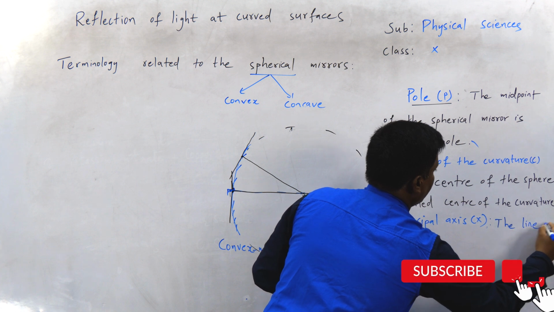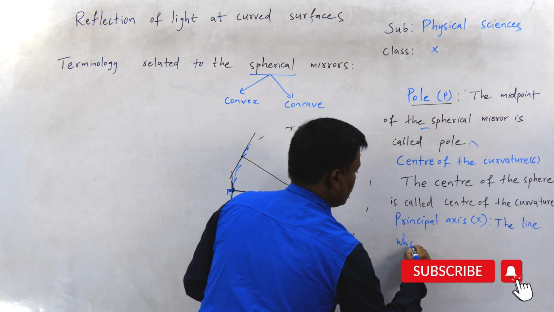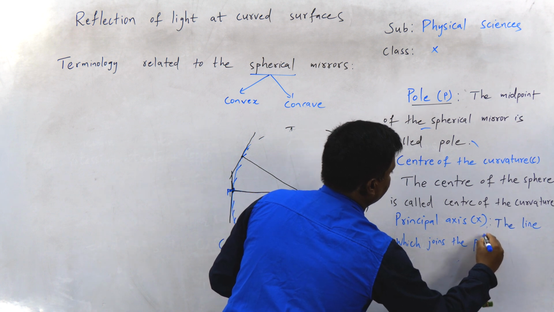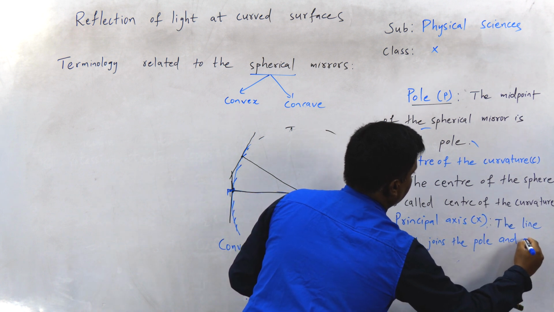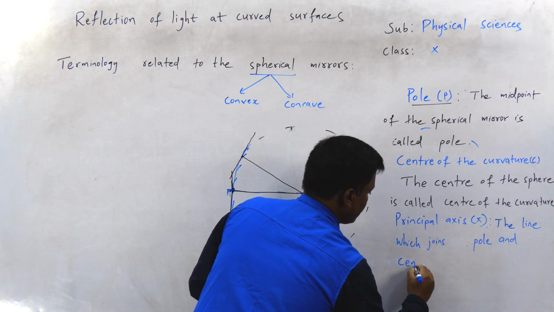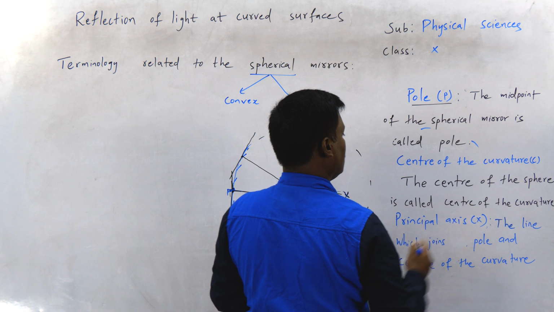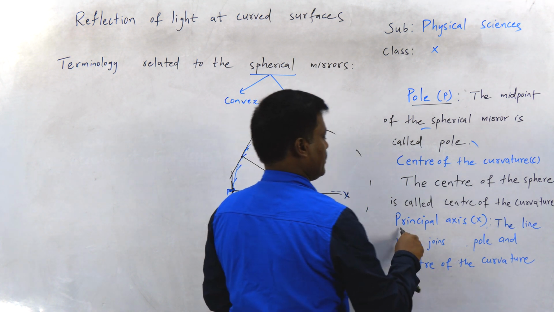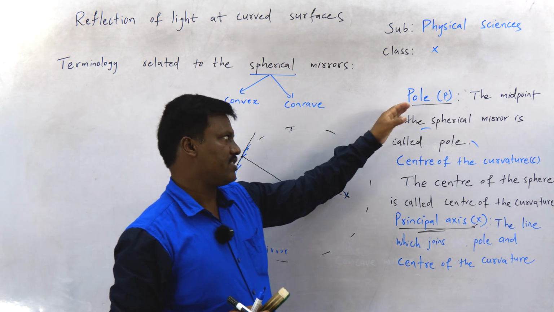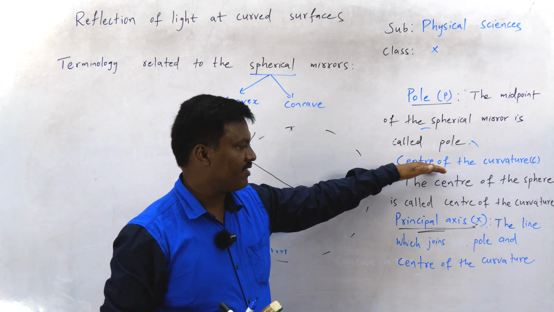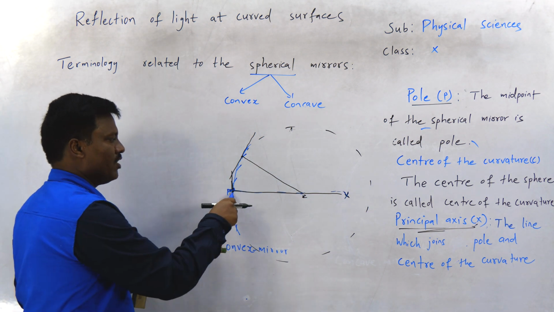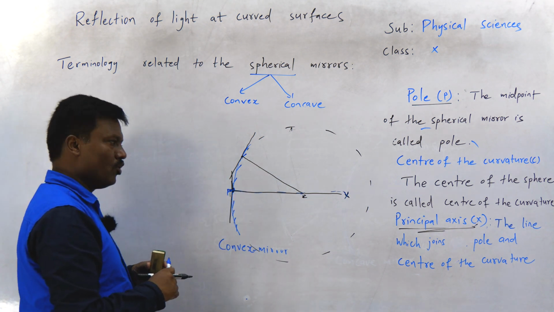The line which joins the pole and center of the curvature is called the principal axis. So three important terms we have discussed: one is pole, another is center of the curvature, another is principal axis. Once again I repeat, what is pole? The midpoint of the spherical mirror is called pole.